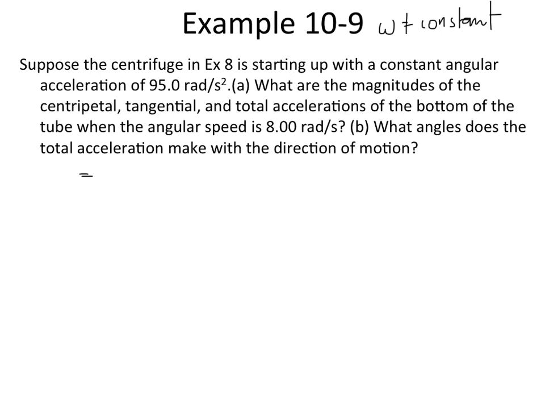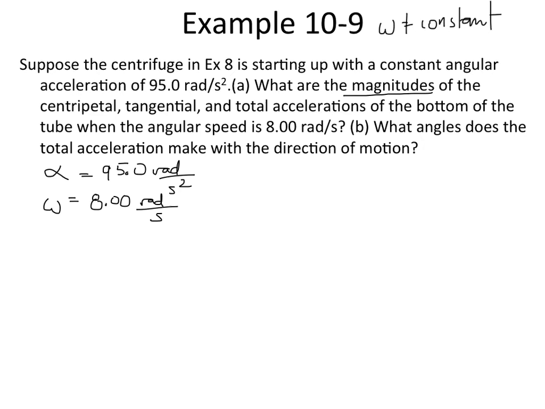It might wind up looking like x's, I'm trying to make it more round. There we go. Alpha is 95.0 radians per second squared. That's our angular acceleration right there. All right. So we want to know what the magnitude of the resultant, you might say, of the centripetal, tangential, and total accelerations of the bottom of the tube are when the angular speed is 8 radians per second. So this right there equals 8.00 radians per second.